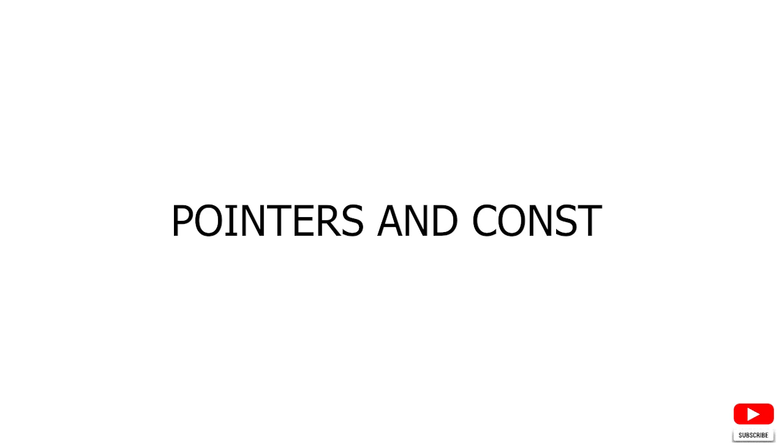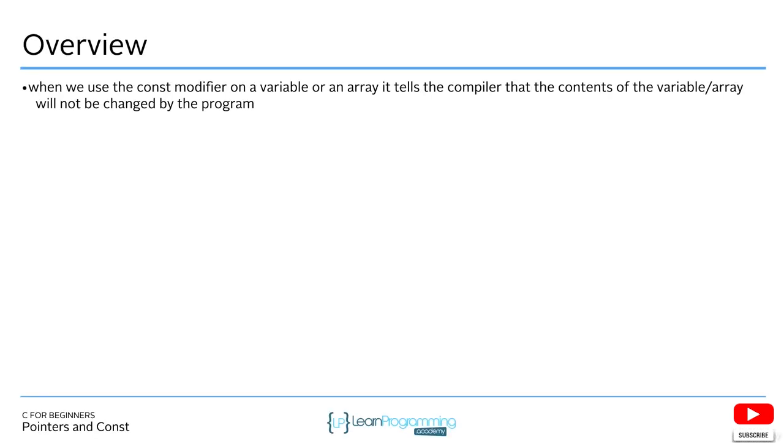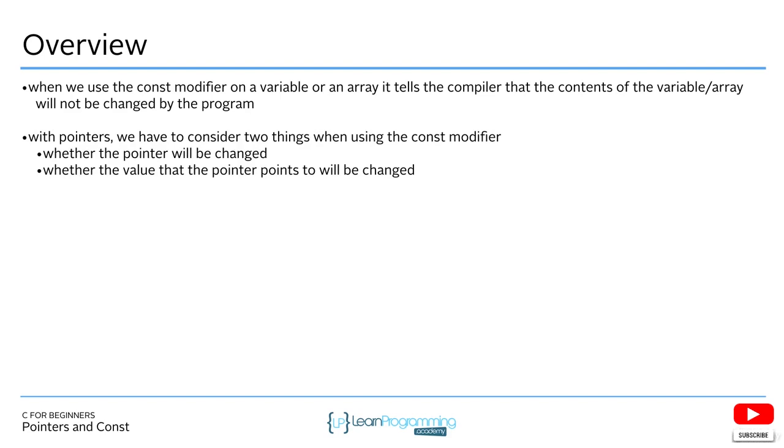We can also remember the alternative was to create define statements with the preprocessor, but const is usually a more efficient, better way to do it. With pointers, we have to consider two things when using the const modifier. Are we saying that the pointer cannot be changed, or are we saying the value that the pointer points to cannot be changed? Because remember, a pointer contains an address, and we may not want to change that address ever, or we may not want to change the value that the pointer is pointing to.